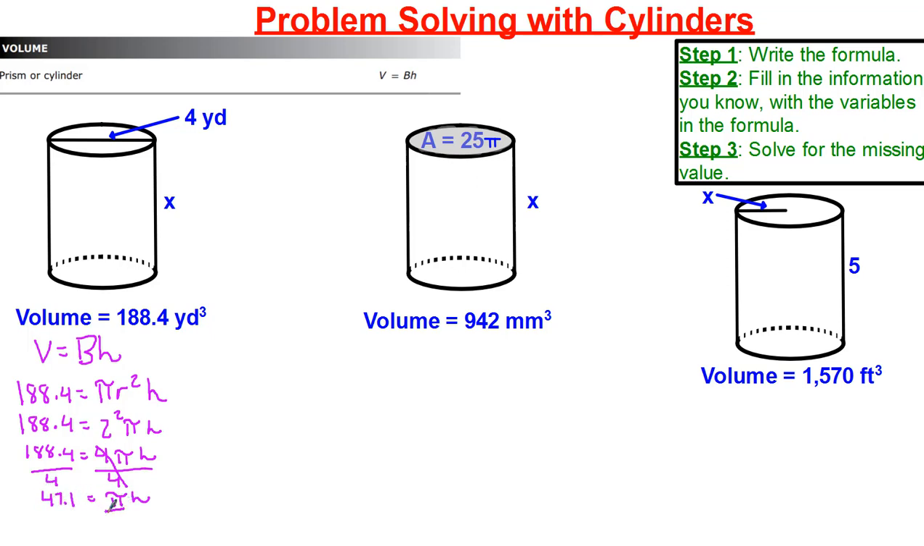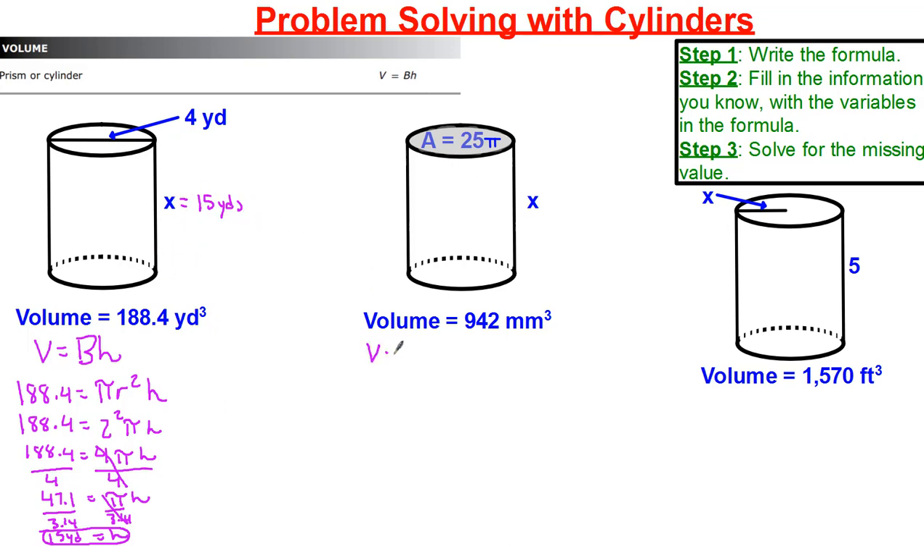So now I'm going to divide by pi. Divide by 3.14 and divide by 3.14. Running out of space here. So height in this case is going to be equal to 15 yards. So that means that this x here is going to be equal to 15 yards. Okay, so that's the situation in which I have the volume. I know the radius, but I don't know the height.